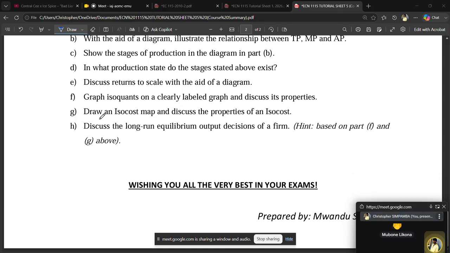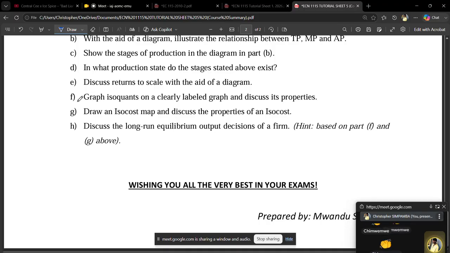Question F was saying graph isoquants on a clearly labeled graph and discuss its properties. Now, graphing these isoquants, we have to understand the definition of an isoquant.